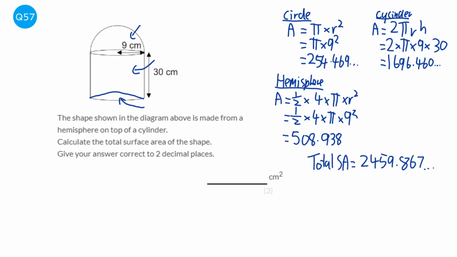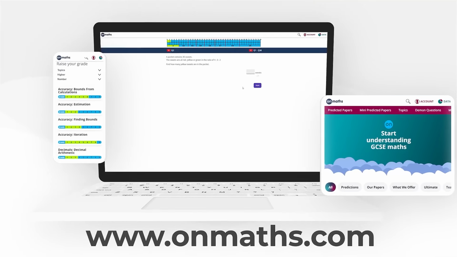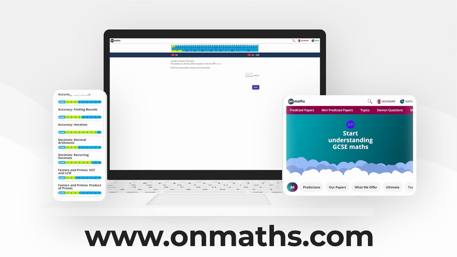I've not done that because it wastes a bit of time for a video, but make sure you write it down. It says it wants it to 2 decimal places, so that will be 2,459.87 centimetres squared.